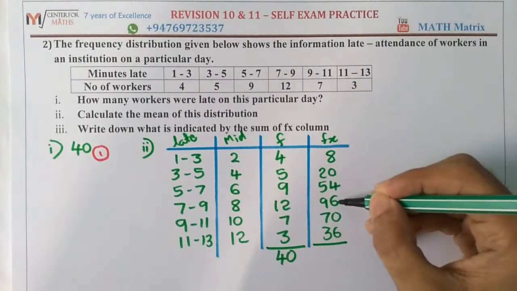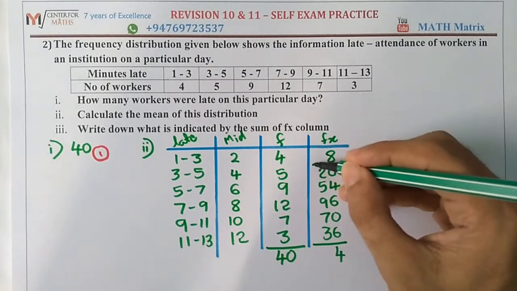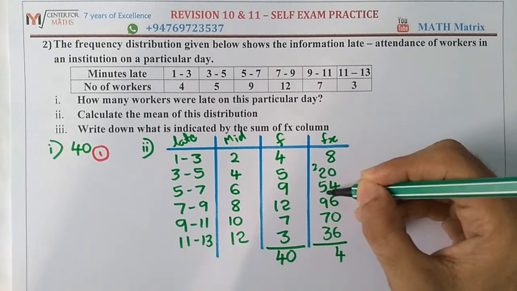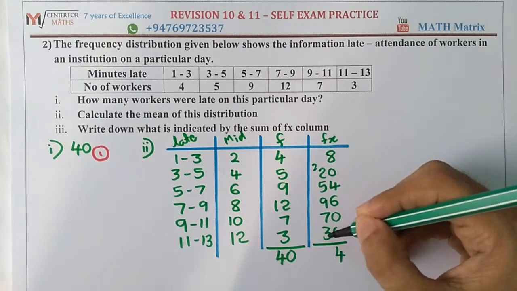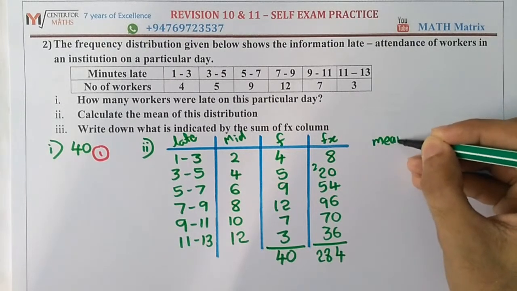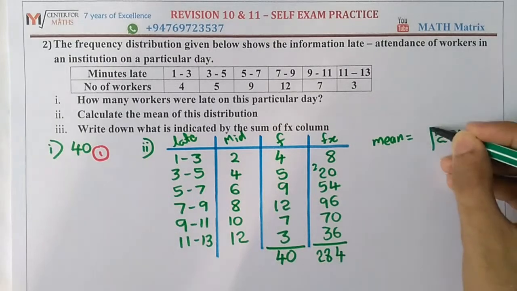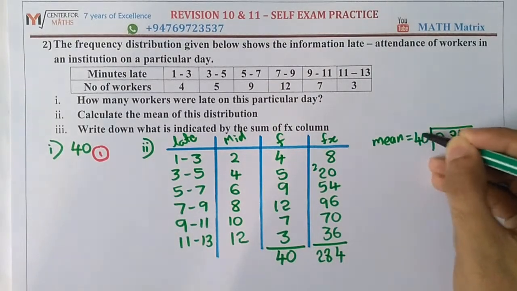We'll go slowly. 4 plus 6, 10, 18, 24, 2 remaining. 2 2 5, 9, 9 9, 18, 18 plus 10, 28. So 284. So now we can find the mean easily. For that, we have to divide 284 by 40.